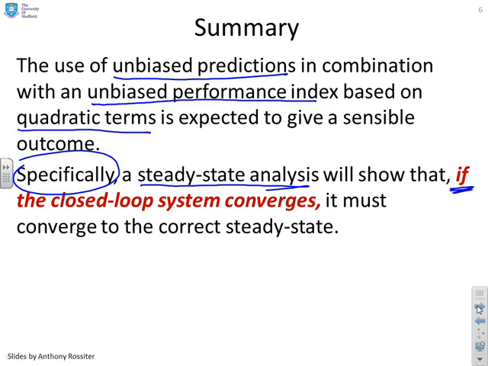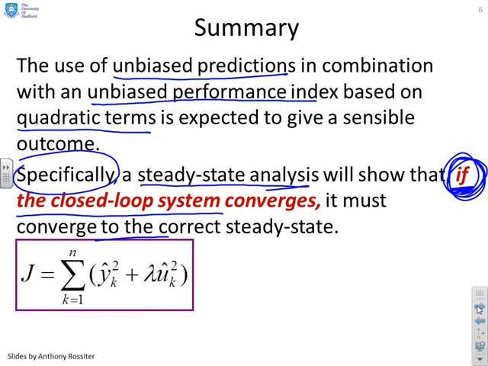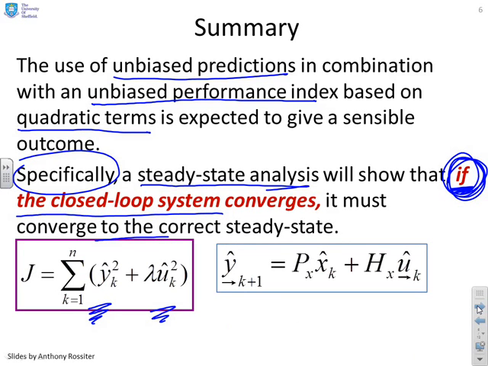if, that's a big if by the way, I'll circle that several times as a big if because we haven't guaranteed it yet, the closed loop system converges, it must converge to the correct steady state. And so what we have is a performance index based on deviation variables, and we have predictions based on deviation variables. And so we have a consistency which says that if you are at the correct steady state and you don't change the input, then you're going to have u future hat equals 0 implies y future hat equals 0. So that's what we got from our unbiased predictions.